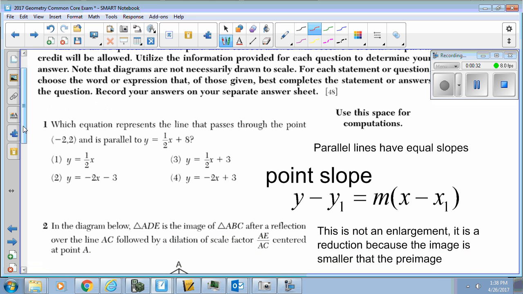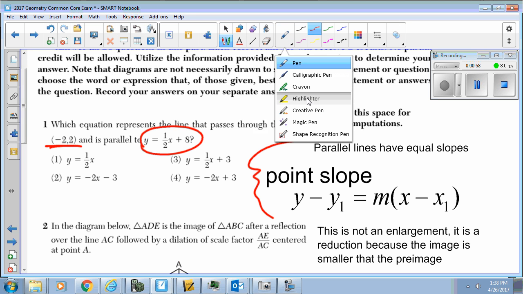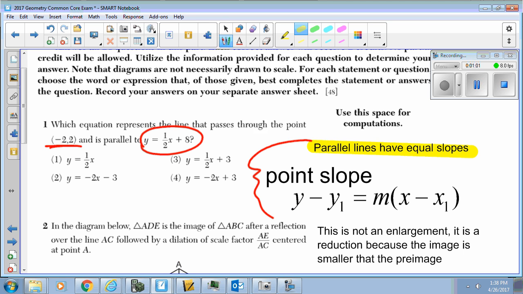The question is, which equation represents the line that passes through the point -2, 2, and is parallel to y equals 1/2 x plus 8. Now, these are the things I'd like you to write down. We have the parallel lines have equal slopes. And I want you to write down the point slope formula. Okay? Now, I'll take a second, and you can pause the video and write this down.